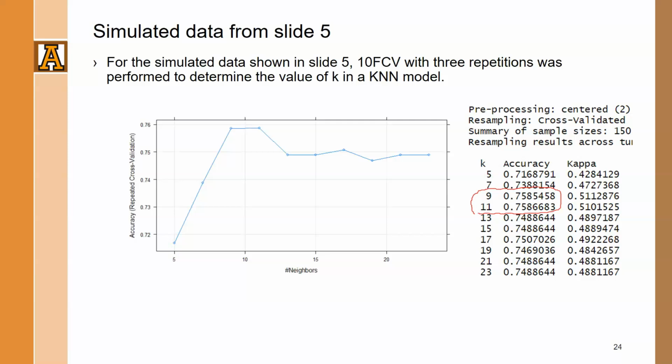Now, each one of these numbers comes from an average. We did 10-fold cross-validation and repeated that 3 times, so 30 models were fit, and the accuracy was computed for each of the 30 models. This is the average accuracy for 30 models, okay?